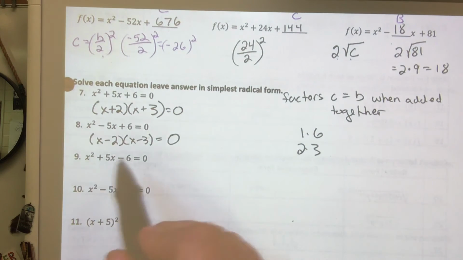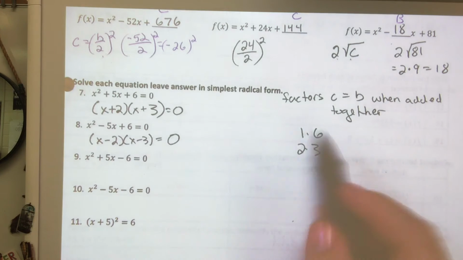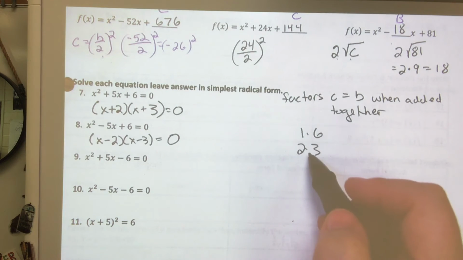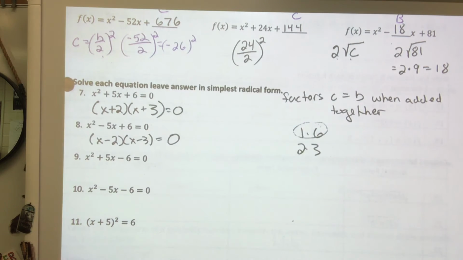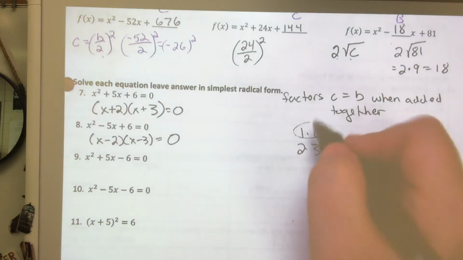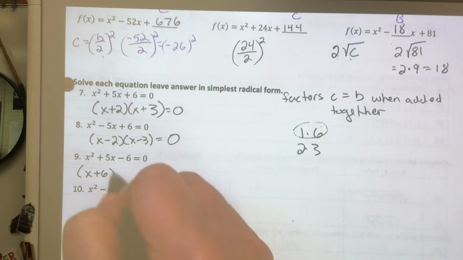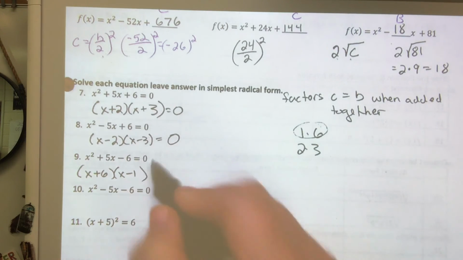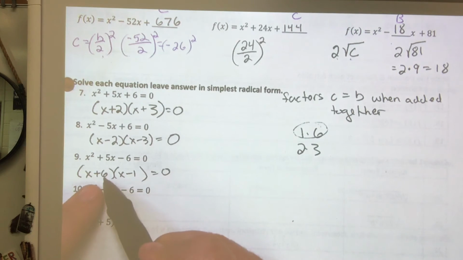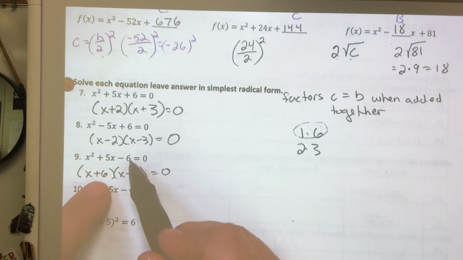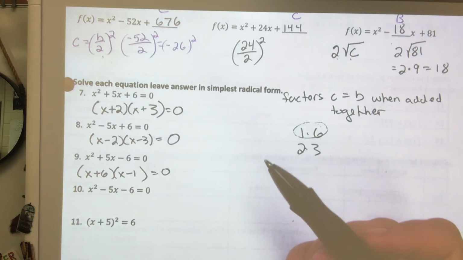For the next one, I need a positive 5. The only way to get a positive 5 and have a negative 6 is to use this set. And since it's positive, the 6 is going to have to be positive, because x plus 6, x minus 1 equals 0. If I multiply them, yes, I get a negative 6. If I add them together, I get a positive 5.